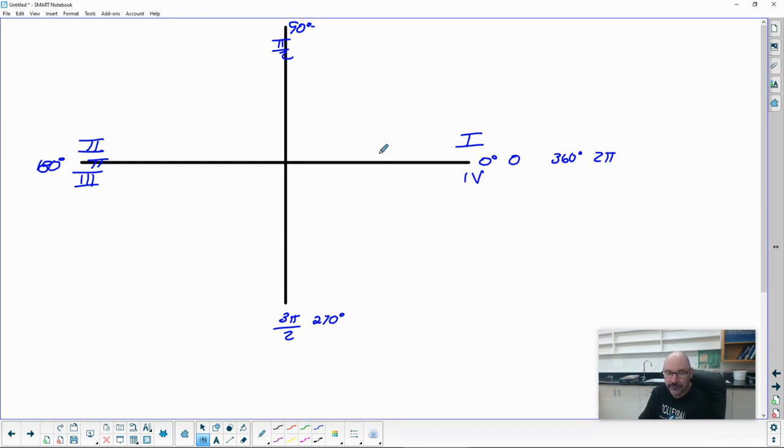A standard position angle is an angle that has a line right along the positive x-axis and then another line to represent the angle. And we always measure up and around for positive angles, down and around for negative angles. So that's a standard position angle. However, a standard position angle will always have a reference angle to it. Let's do one in the first quadrant. It doesn't matter; the reference angle and the angle are always the same. So we're going to do reference angles.